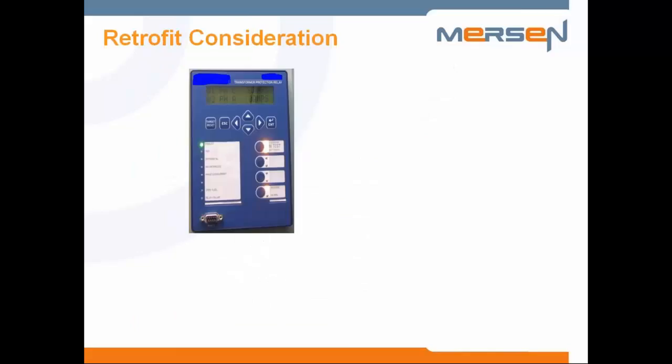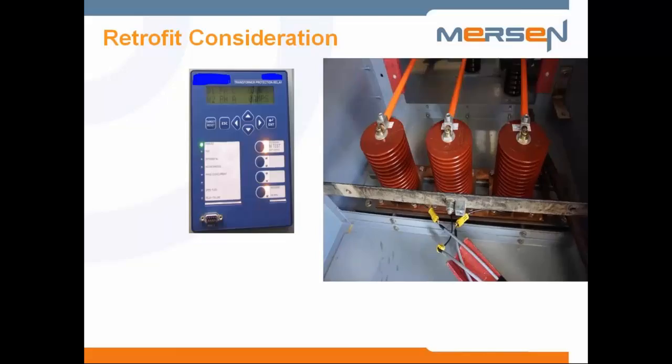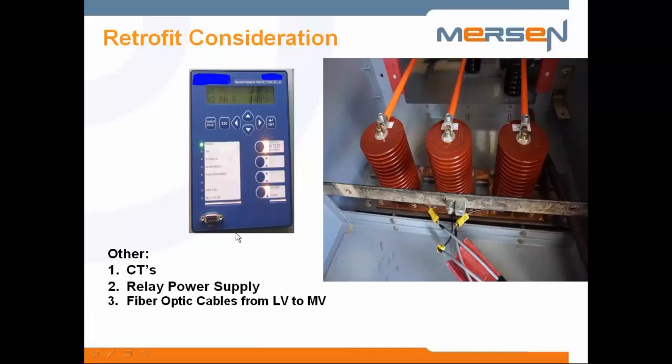The retrofit considerations are very similar to the second. You need a relay on the low voltage side. You need high-speed grounding switches installed, in this case, in the low break switch compartment. They could be installed in compartments on the transformer primary. They just need to be downstream of the current limiting fuses. You need communications between the two and an interface module as well. So if you don't have CTs, they need to be installed. Relay power supply on the secondary side, and fiber optic cables from the low voltage to the medium voltage as well.